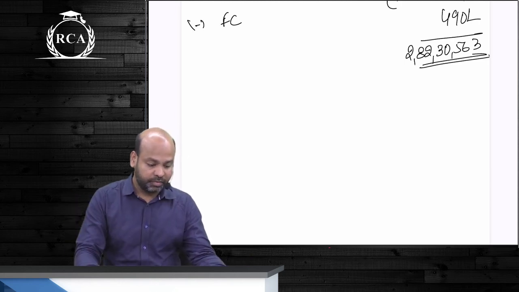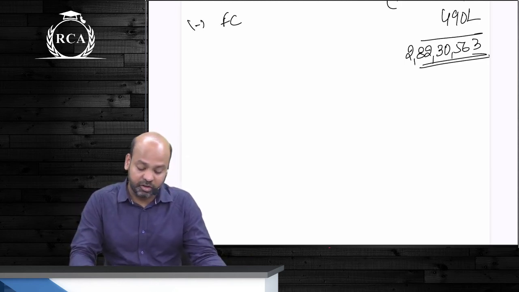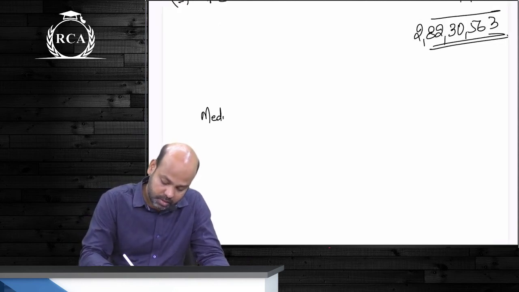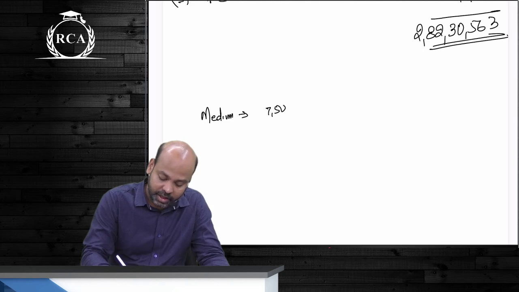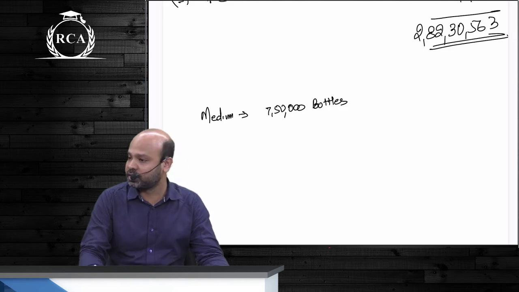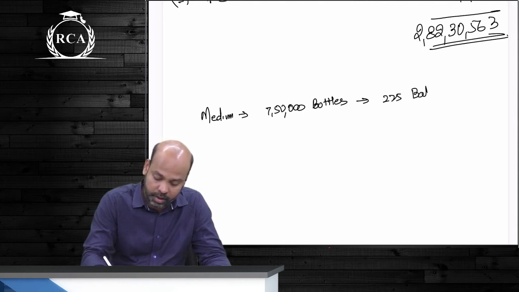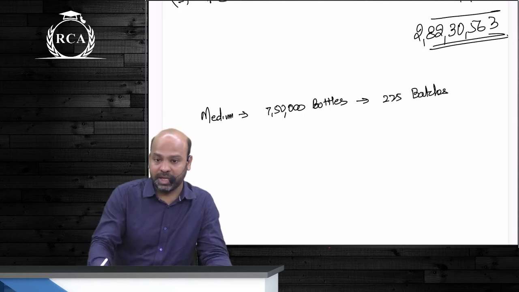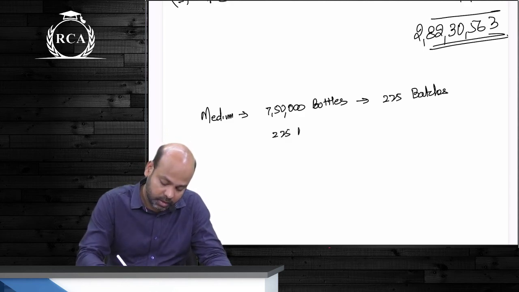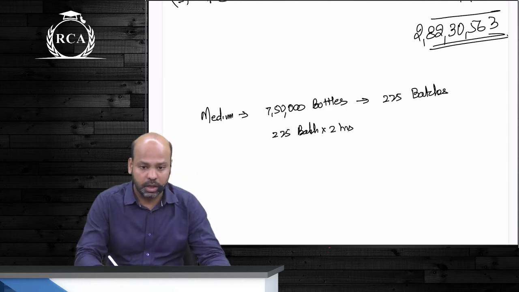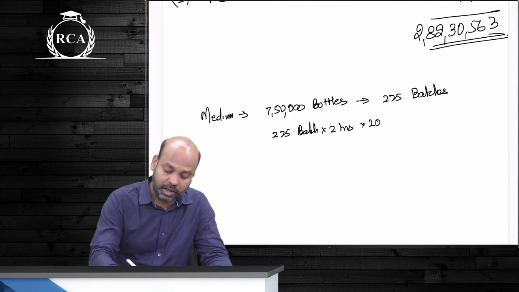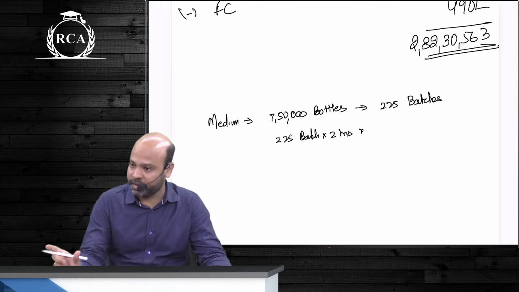The total number of bottles that we are manufacturing as such, guys, of medium, how many, beta? All of you pay attention, guys. It is 7,50,000 bottles. Yes or no, guys? 7,50,000 bottles as such is basically how many batches? 225 batches. 225 batches as such, guys, to take how many hours? 2 hours. Will that be 2 hours as such, guys? Into 20 workers, of course, but I'll multiply into 20 later. But for now, 225 batches into 2 hours.